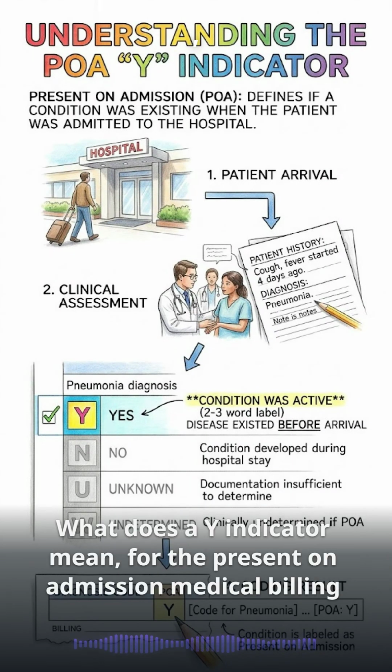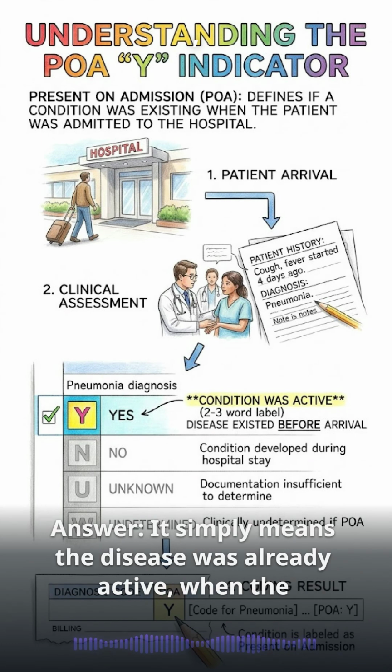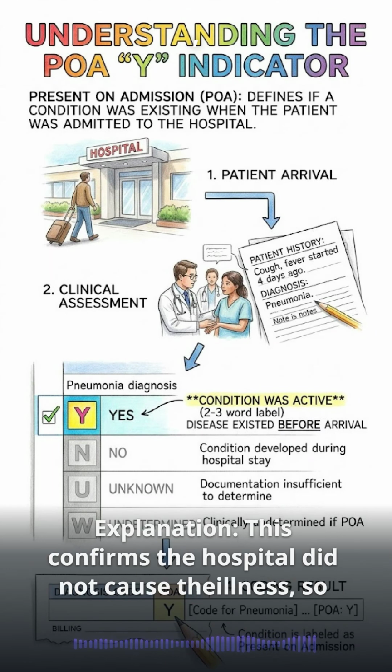18. What does a Y indicator mean for the present on admission medical billing hospital field? It simply means the disease was already active when the patient walked into the hospital. This confirms the hospital did not cause the illness, so they get paid properly today.